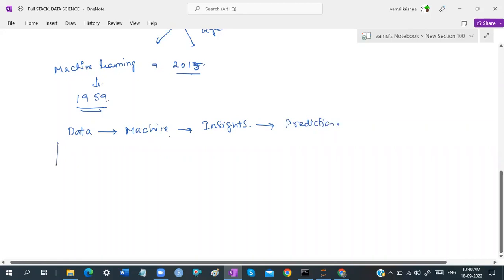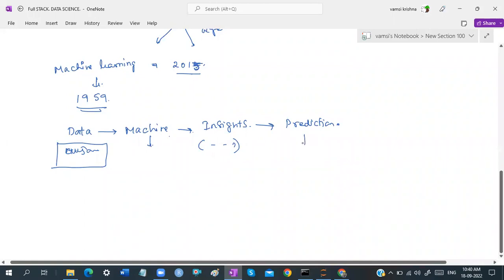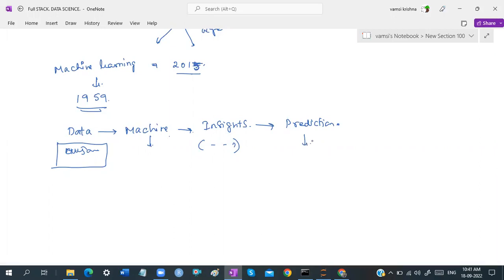Give all the customers' data, the past customers' data, to the machine. The machine is going to learn from the data, and it is going to give you some insights. Now, as I told you, these are the insights: these are the customers who are defaulters. If the salary is less than this, he is a defaulter. If the salary is more than this, he is a non-defaulter, something like that. And that can be used for prediction. So in future, who could be the defaulters and who could be the non-defaulters, the machines are going to predict.